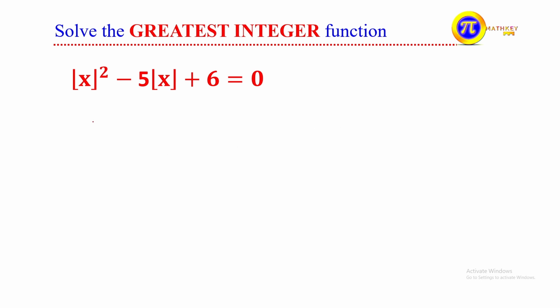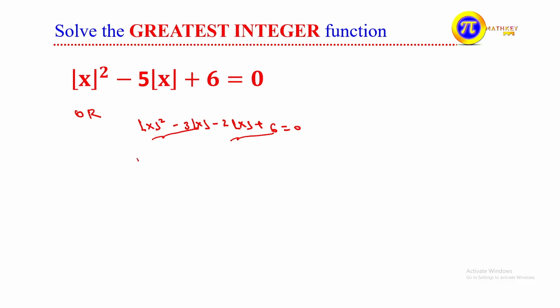This is one option. The other option, we can take it as it is. እንዳለ መውሰድ እንችላለን. This means greatest integer x square minus 5 times greatest integer x, which means 3 times the greatest integer x minus twice the greatest integer x, plus 6 is equal to 0 ማለት እንችላለን. Yes, it is possible. From this, ጋራ ስለሚኖር take the greatest integer x common. From this we can take 2 common.